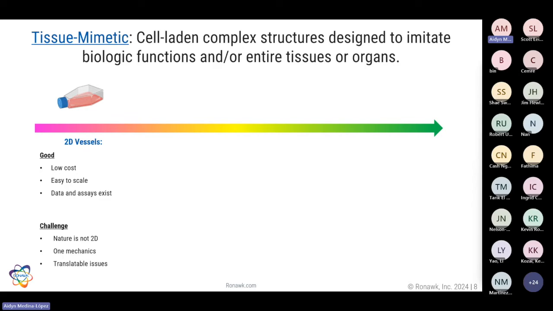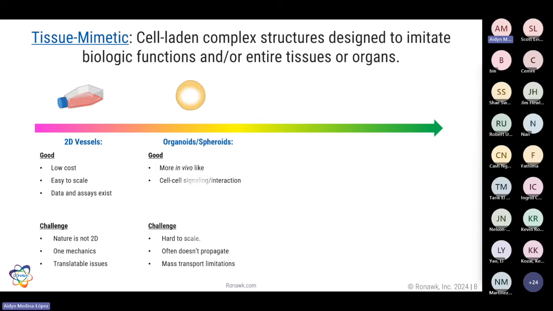However, as you may have encountered in your work or your graduate work, there are several challenges with 2D cultures. One of them is you have issues trying to translate the research that you do there. There's only one mechanic, as I discussed before, with only having glass or plastic, and there's nothing in nature that is actually 2D. The cells are communicating with each other side by side, top to bottom. So it's not just one dimension there.